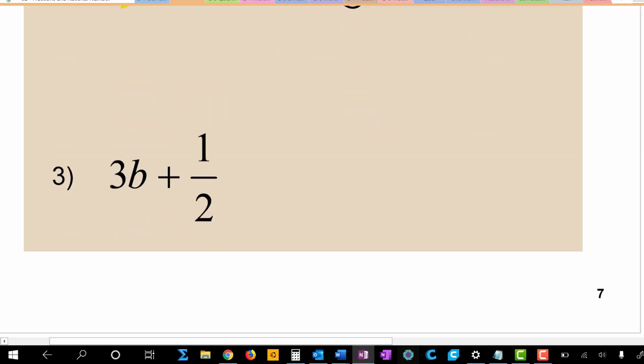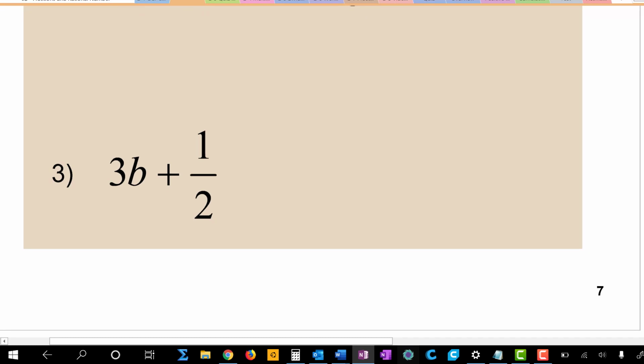Let's look at number 3. So one thing with variables and fractions is you cannot work with mixed numbers. So this is kind of the opposite of what we've been talking about. So this does not equal 3b and a half. Okay, that's not the way you approach it. So instead, we have to think of this as improper fractions. So we're going to think about 3b as 3b over 1.